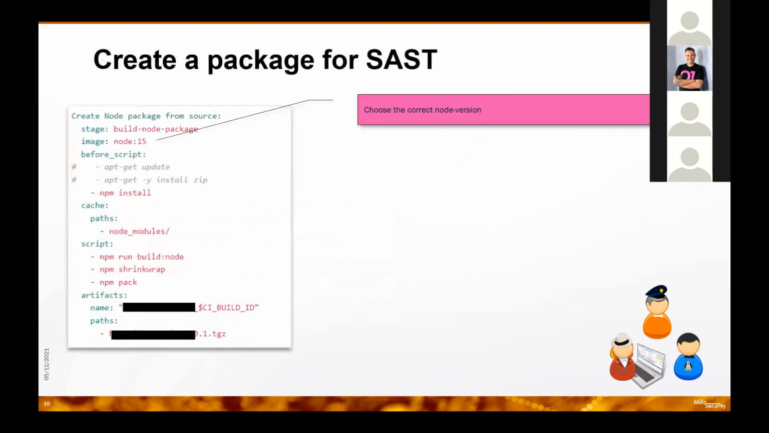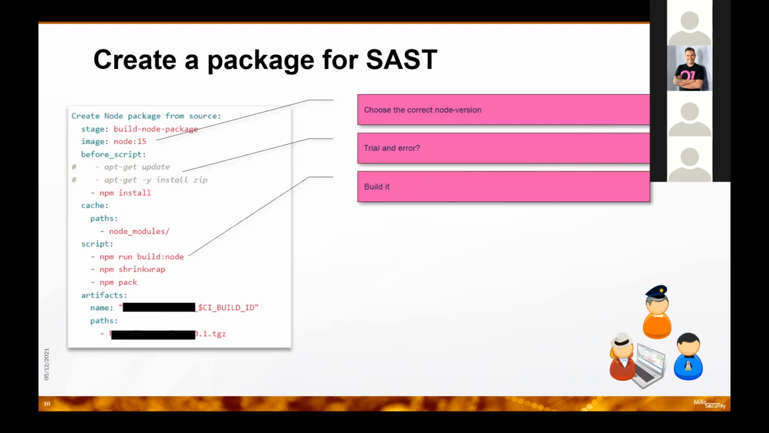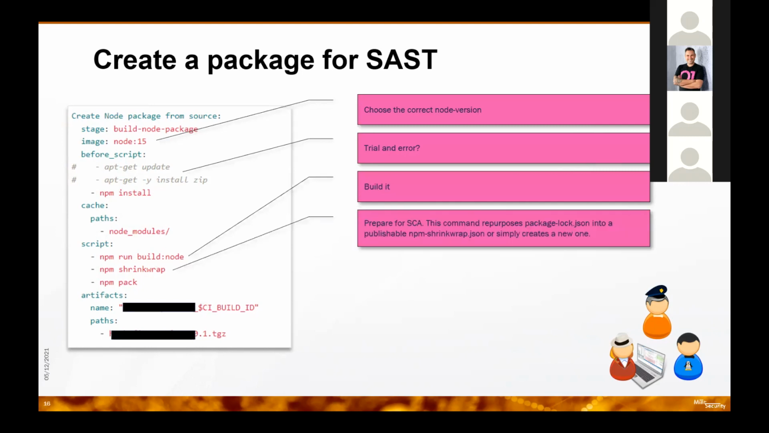So of course, what it meant was that I had to build the software specifically for scanning, in addition to deploying a container. So the correct image to build from is always important. In this case, it was a Node application, so we chose a Node image. And yes, I did some trial and error. I will tell you about that. Basically, build it. This is built using NPM, so nothing fancy or specific there.